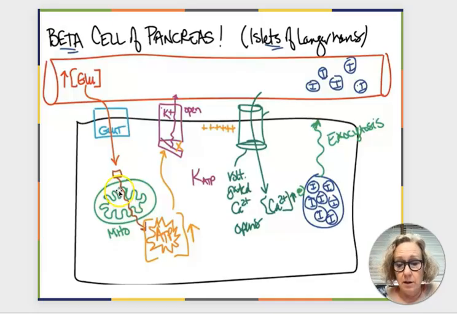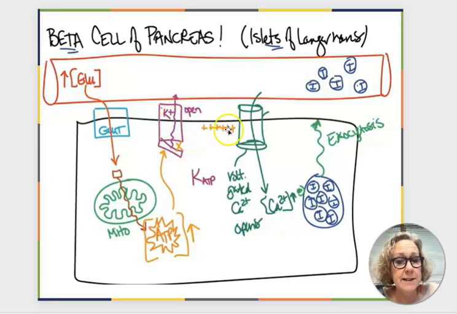Through glycolysis and the Krebs cycle and cellular respiration, we are going to make a bunch of ATP. 36 to be exact, right? We're going to make a whole bunch of ATP. That magical ATP is going to go up here and it's going to open this potassium gated channel. This is a gate. It looks like a gate, right? It hinges right here. That potassium channel is going to open when there's a bunch of ATP, okay?